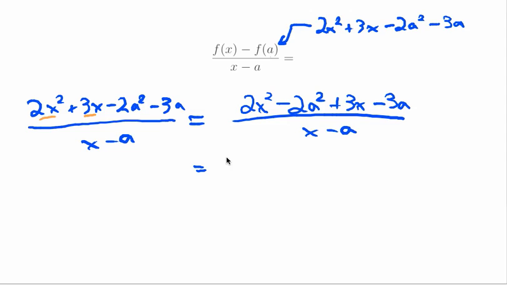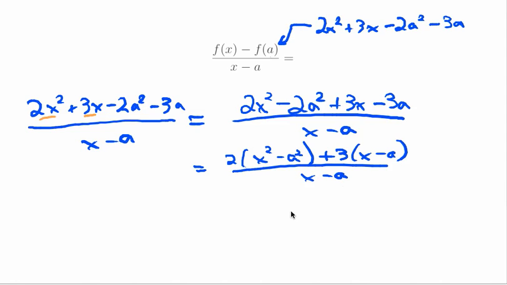The first two terms now have a common factor of 2. That's not all that interesting, but I'll go ahead and factor it out. The second two terms have a common factor of 3. This is all over x minus a. All right, now what you might notice, what pops out at you, is that I have a factor of x minus a here. Now I would need to have a factor of x minus a here as well, and actually I do, if you see one thing here: x squared minus a squared itself will factor into something.